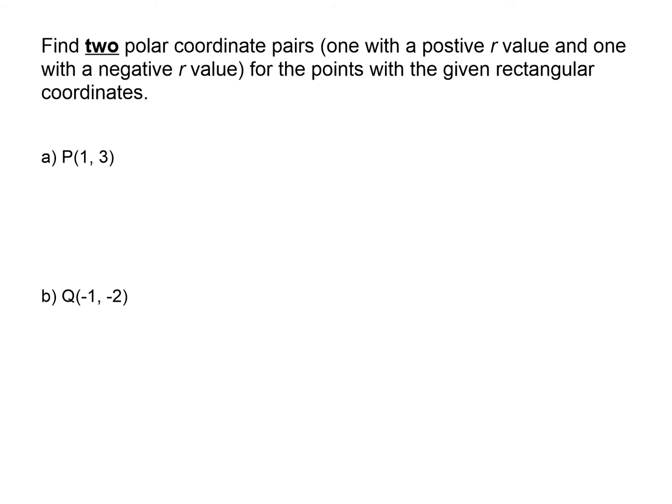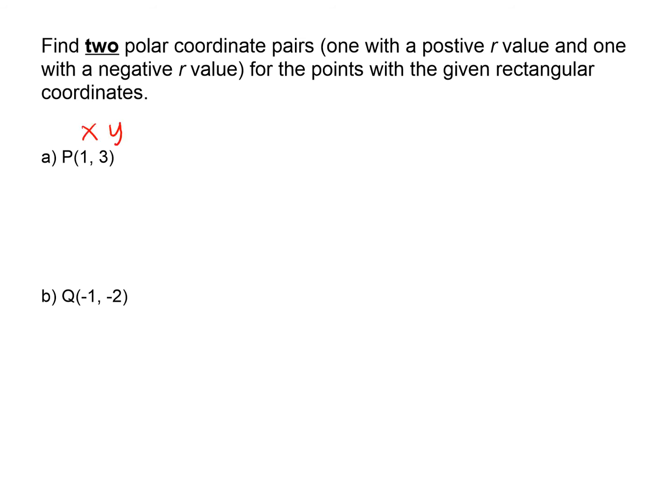So this one's going to be maybe a little bit harder, just because now we're going from rectangular to polar. The directions say find 2 polar coordinate pairs, one with a positive r value and one with a negative r value, for the points with the given rectangular coordinates. So we're going this time from x and y, and we want to find r and theta. So we'll start out here with letter A, again labeling x and y.